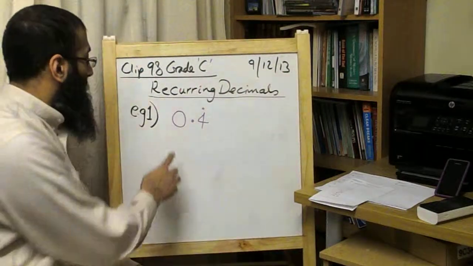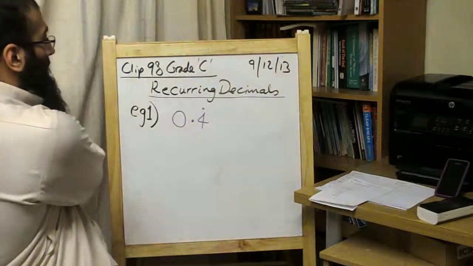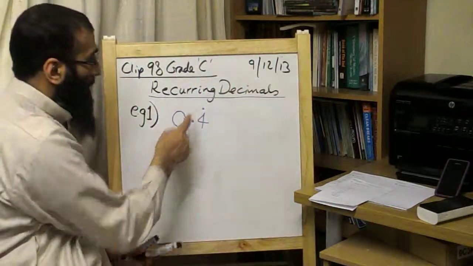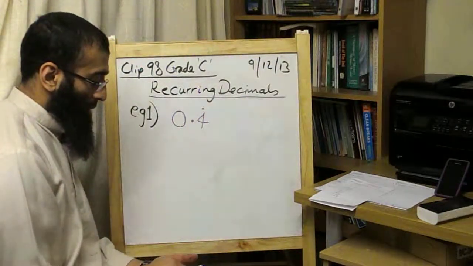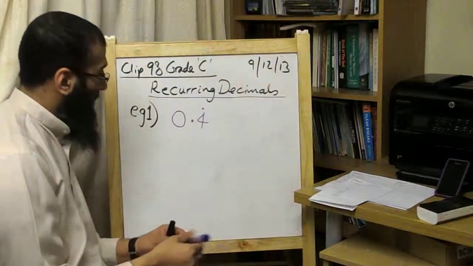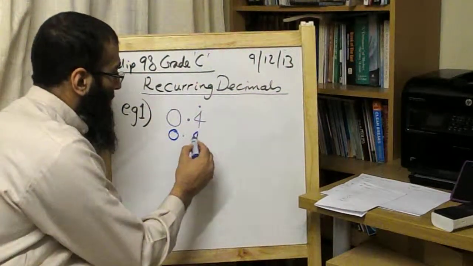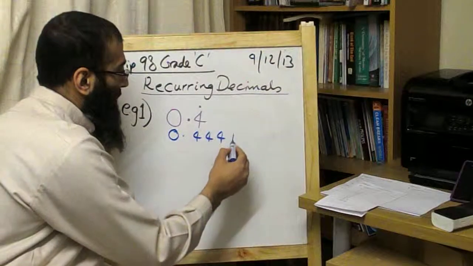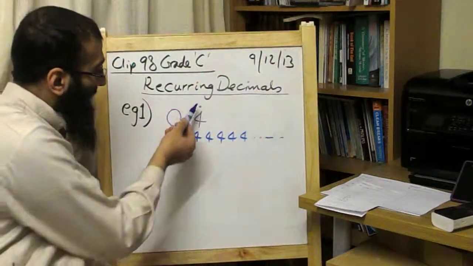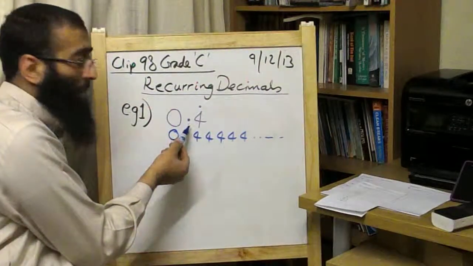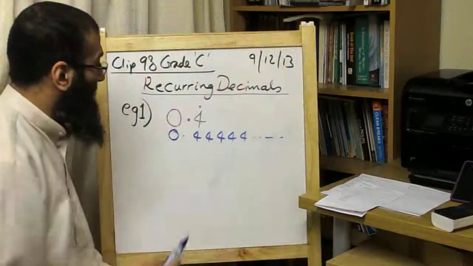Okay, here we go. Here's the first example. We have 0.4 with a dot on top, which means that the 4 goes on forever. That means it's a recurring decimal. So if you wanted to write it out, it would be 0.44444 and that goes on. That's what that dot indicates. So that's our decimal point, and that's our dot to indicate that this 4 will go on forever until infinity.